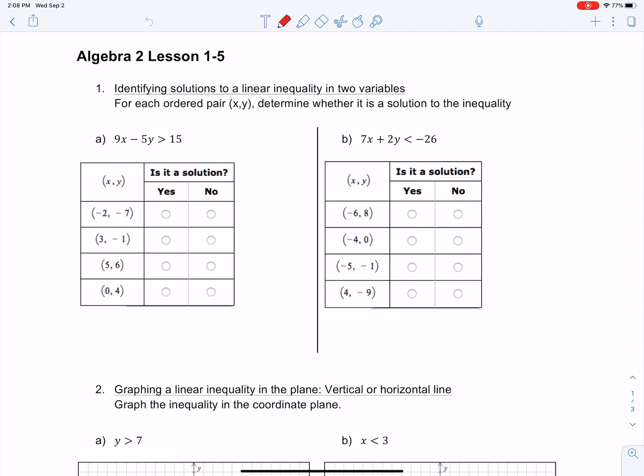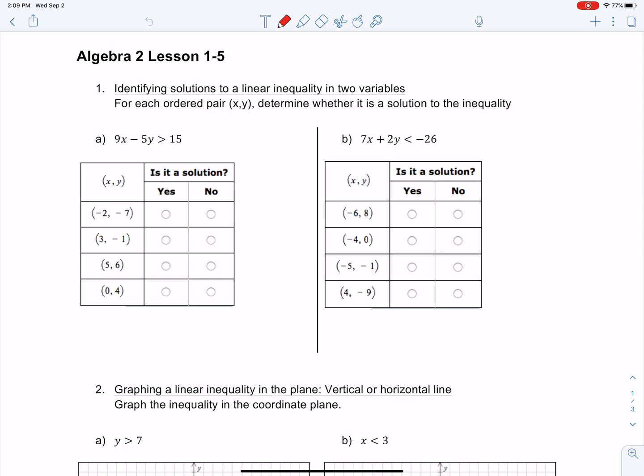Hi everyone, this is Algebra 2, Lesson 1-5, and as always, we're just going to get right into things. Number 1 says identifying solutions to a linear inequality in two variables. For each ordered pair x, y, determine whether it is a solution to the inequality.